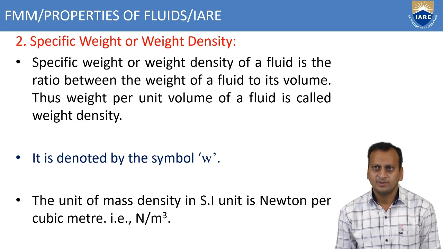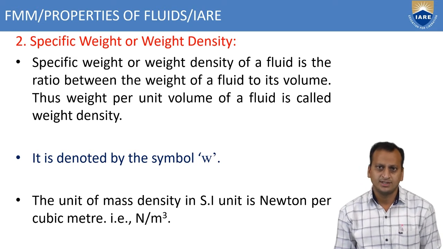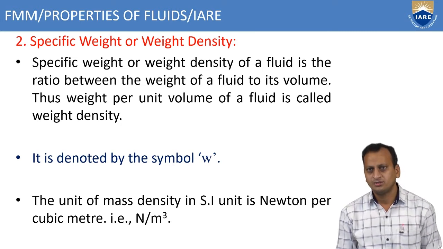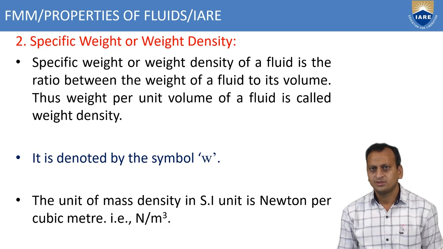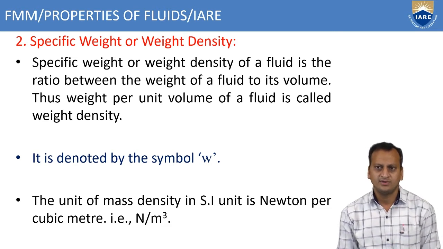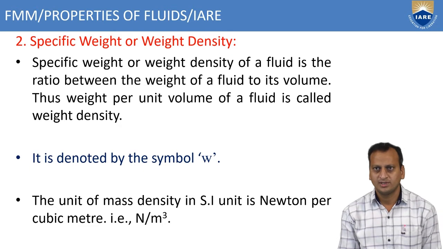The next is specific weight or weight density. The specific weight or weight density of a fluid is the ratio between the weight of a fluid to its volume. Thus, weight per unit volume of a fluid is called weight density. It is denoted by small w. So, simply, specific weight or weight density means weight per unit volume. The weight of the liquid occupying a unit volume is known as specific weight or weight density.